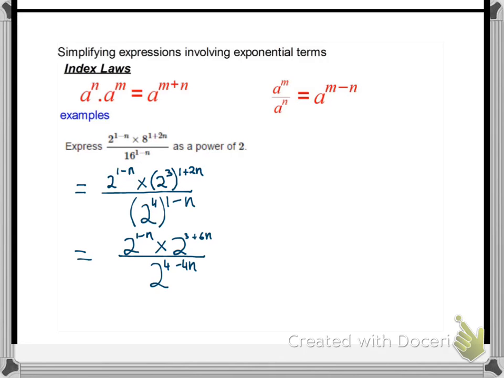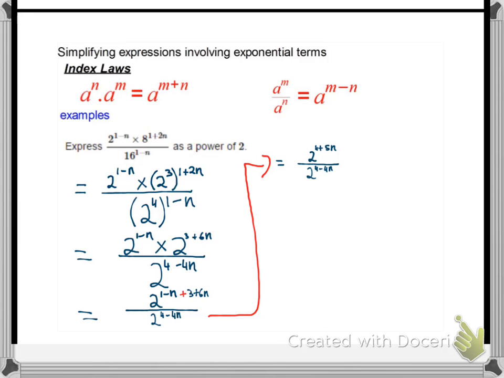Okay, so we end up with this in our numerator. In our denominator, we do the same. We distribute the 4 to the 1 and the 4 to the minus n. So now we've got the situation where here's two exponential numbers with a base number of 2, and we're going to add the exponent. So it's a 1 minus n plus 3 plus 6n. We simplify that, and now let's do the division.